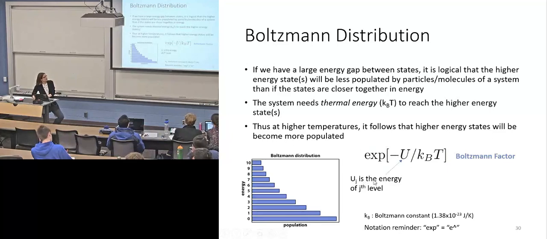U sub j would be the energy of the jth level. kB is just Boltzmann's constant, and T is temperature. So you can calculate a distribution at a given temperature, and if you change the temperature, you have to look at the distribution again, because as you have higher and higher temperatures, things can get into higher energy states that they couldn't before. So is the T in the numerator or denominator? The T is in the bottom. Negative U divided by kBT is the bottom term.